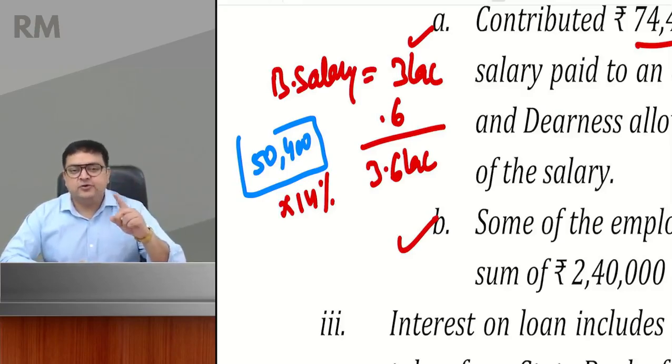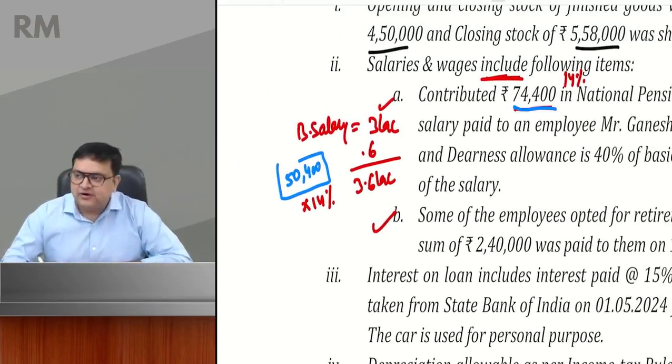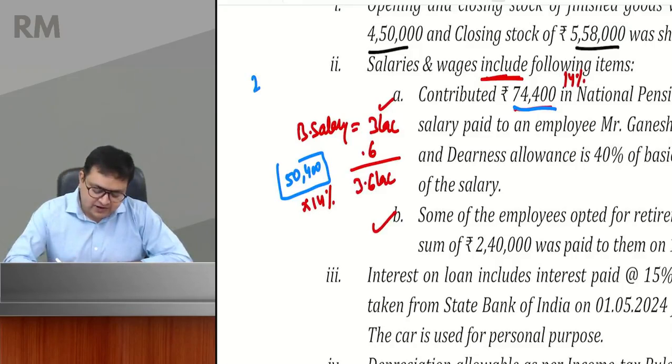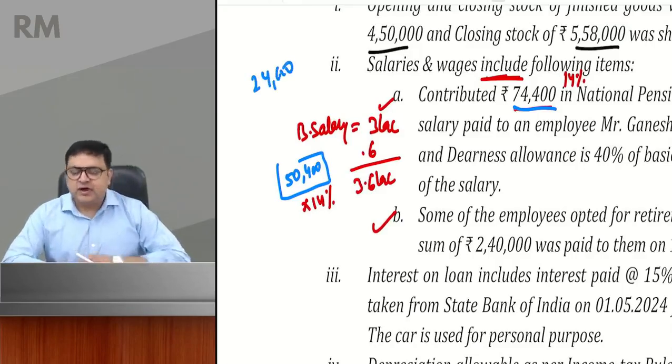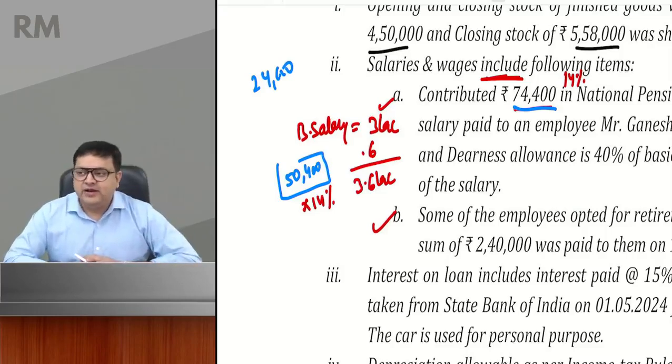Guys, it is related to new pension scheme. 14%. For RPF, etc., we don't take any other limit, right? Just subject to 43. That's it. So we have paid 74,400. So how much extra we have paid? 24,000 extra we have paid. So 24,000 will not be allowed. So I have debited 74,400, but 24,000 is the extra amount I have debited. It will not be allowed.